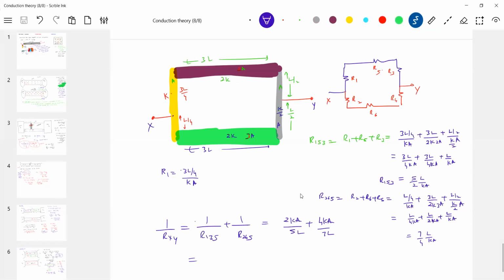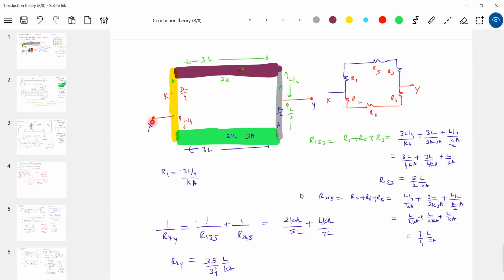Two by 5 plus 4 by 7. Anybody value Rxy? 35 by 34. So this will be the effective resistance across by this 34, sir. 34 by 35. Sir, 35 by 34. Okay, no. Look at now. So this is the effective resistance.